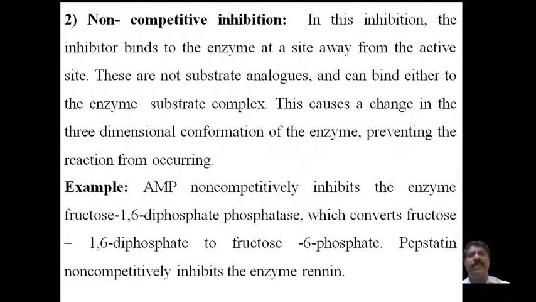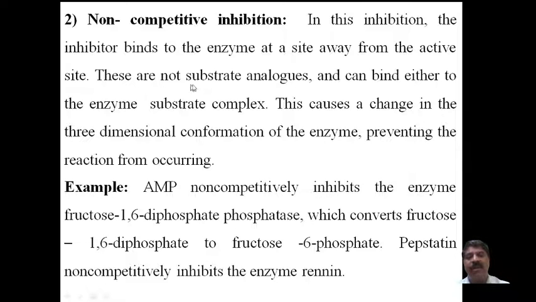Non-competitive inhibition. In this inhibition, the inhibitor binds to the enzyme at a site away from the active sites. Suppose a filter paper has so many pores. Other than the place of the pores, the other space on the enzyme or filter paper is available for binding the inhibitor. That is called a non-competitive inhibitor.